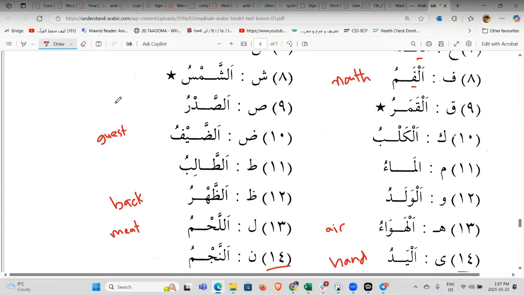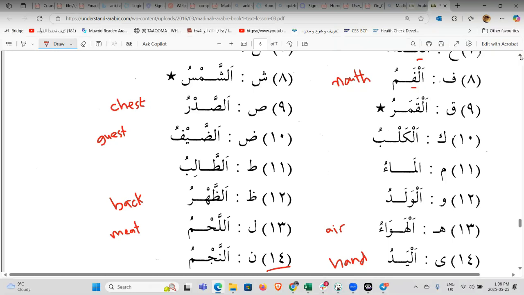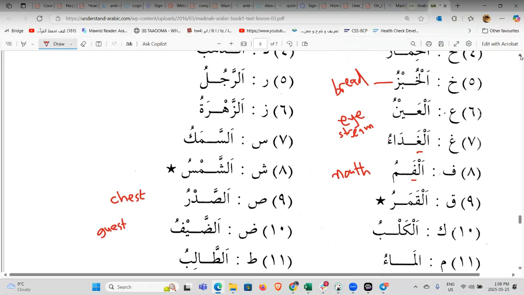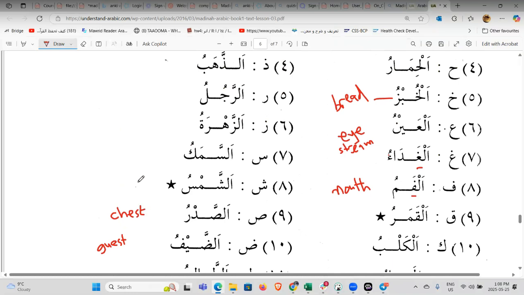As-sadr, the chest. Ash-shams, the sun, we already know that. One thing about shams that you might not know is that it's a feminine word, which is not something we've seen so far. Sun, in brackets, feminine.